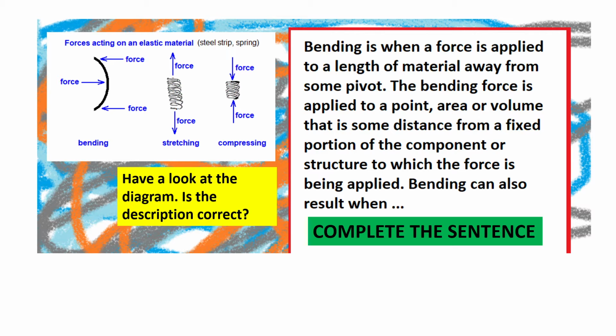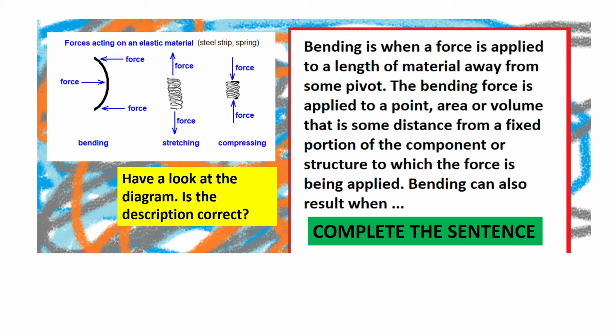So you have bending is when a force is applied to a length of material away from some pivot. The bending force is applied to a point, area or volume that is some distance from a fixed portion of the component or structure to which the force is being applied. Bending can also result when.